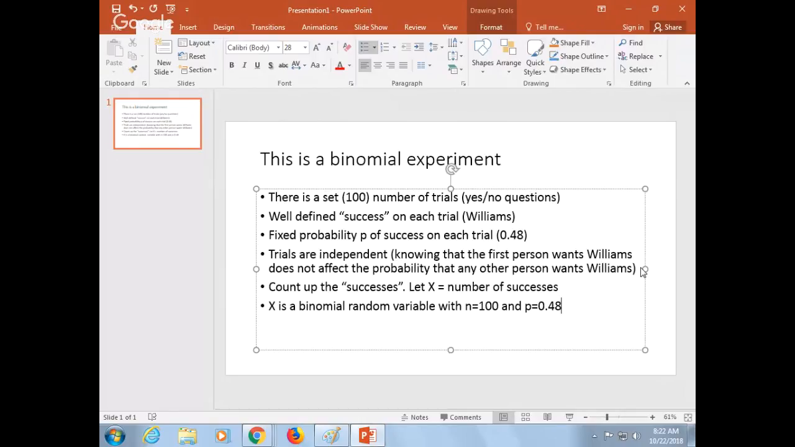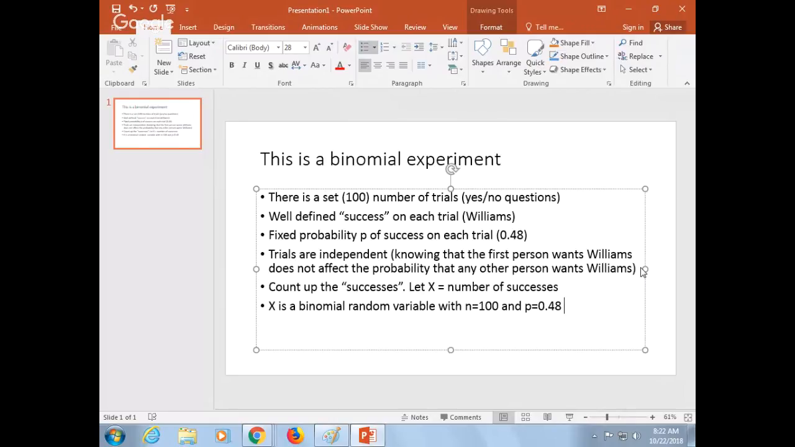So X is a binomial random variable with n equal 100, p equals 0.48. And being able to answer that original question, say, what is our probability that 50, in this case of a 100-person sample, of our people want to vote for Williams. To ask a probability question like that about X requires us to know that it's not just any old random variable, it's not just any old discrete random variable, it is a binomial random variable with n equals 100, p equals 0.48.